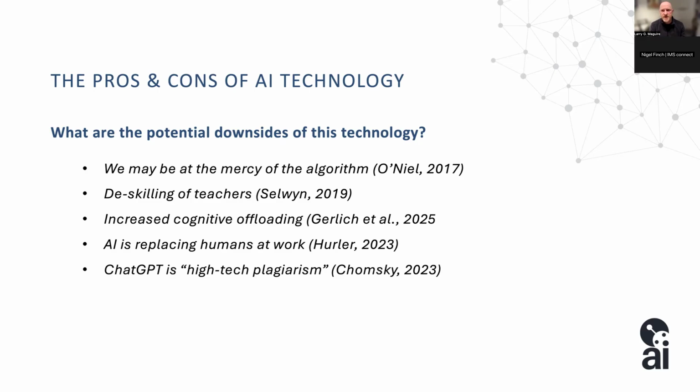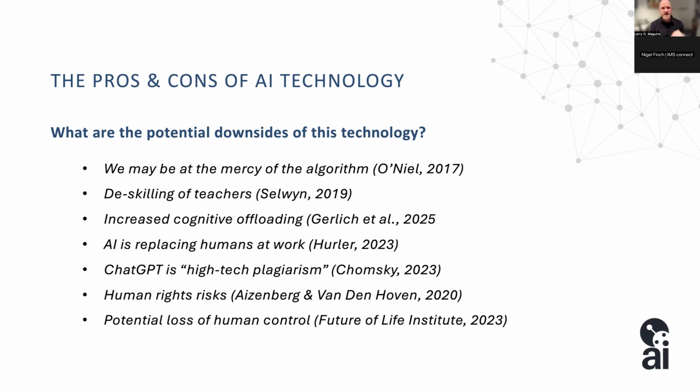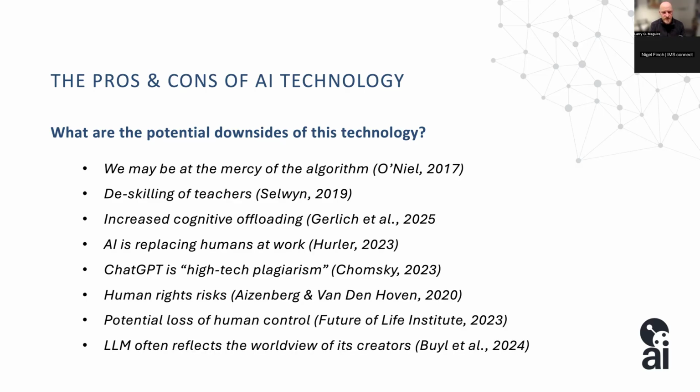Chomsky refers to ChatGPT and other generative AIs as high-tech plagiarism, and I don't think I can argue with him there. There are risks to human rights. Bias is inherent in the AIs, and that's problematic, which has also been exposed. It reflects the worldview of creators.